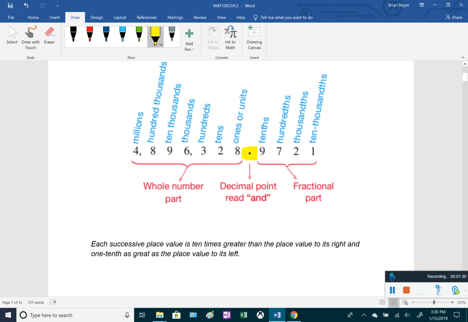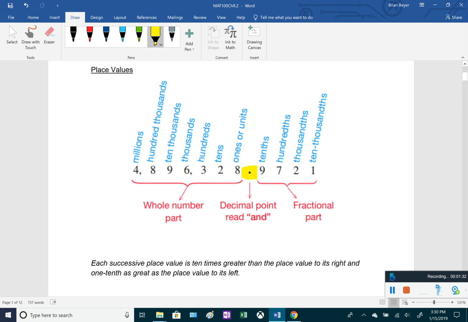Since we are in the base 10 number system, each successive place value is 10 times greater than the place value to its right, and that means it's 1/10 as great as the place value to its left. Okay, so that means the tens whole number part is 10 times more than the ones number part. The millions number part is 10 times more than the hundred thousands number part, and so on.